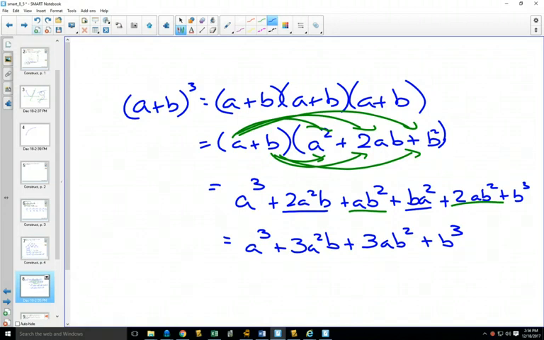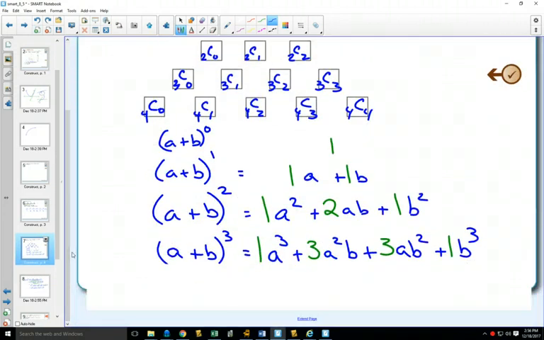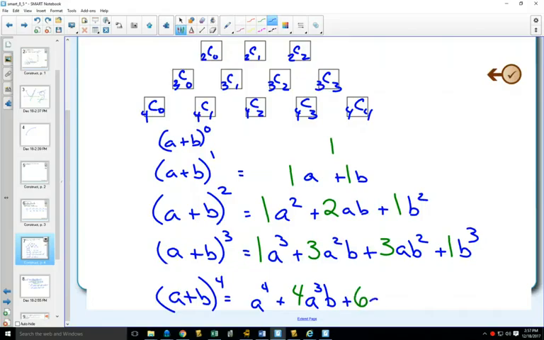So we could use the old school way, or if you start to notice a pattern, what's going to be (a + b) to the 4? A to the 4th. A to the 4th. Plus 4a cubed b, plus 6a squared b squared, plus 4ab cubed, plus b to the 4th.